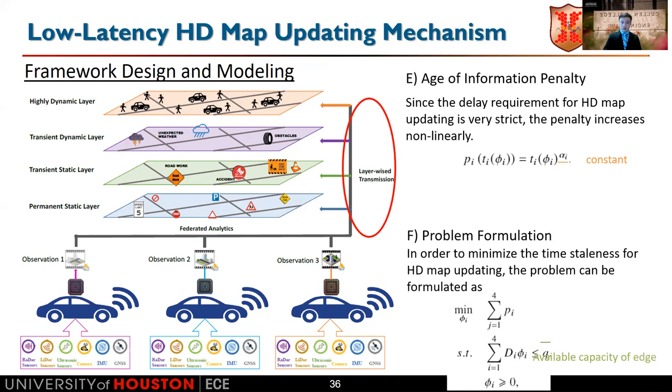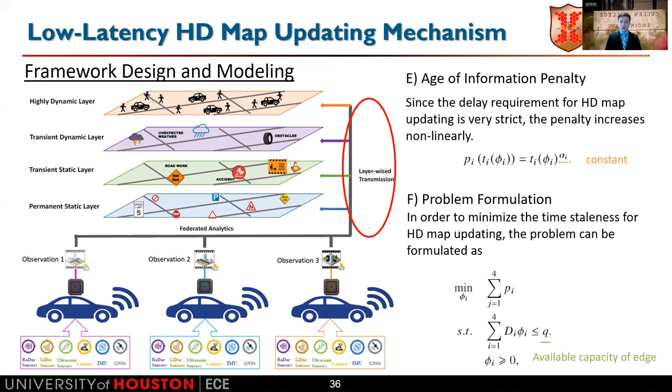And so finally, the problem formulation is like this. In order to minimize the time staleness for the HD map updating, the problem can be formulated as this: minimize the overall penalty of the age of information. The first constraint means that the amount transmitted through the edge server cannot exceed the available capacity of the edge server. And the second constraint is that the percentage should be non-negative.